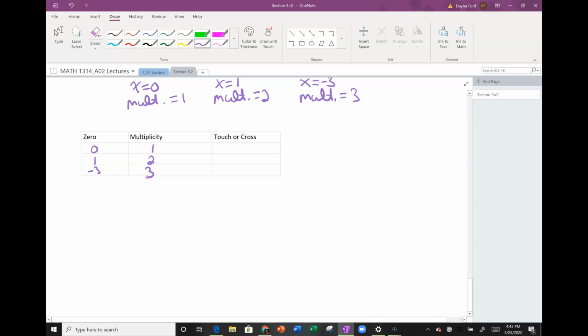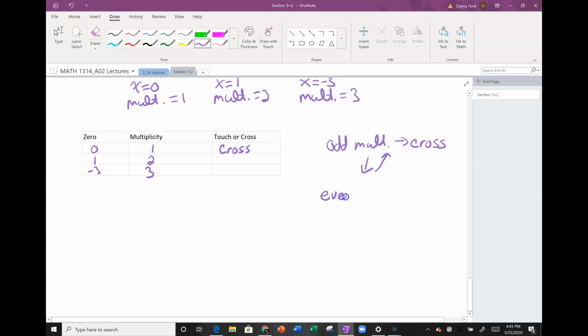And this kind of goes back to our degrees and everything. Think about, this has an odd multiplicity here. So an odd multiplicity, what's going to happen is it is going to cross our graph at that x-intercept. Think about it being up and down like this, just like an odd degree for our end behaviors. So it's actually going to cross. So this one will cross.